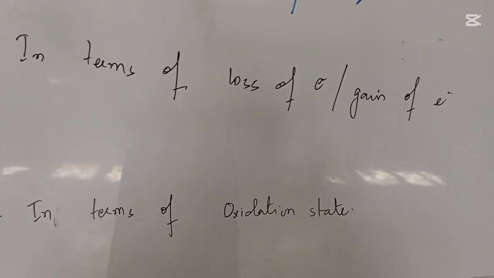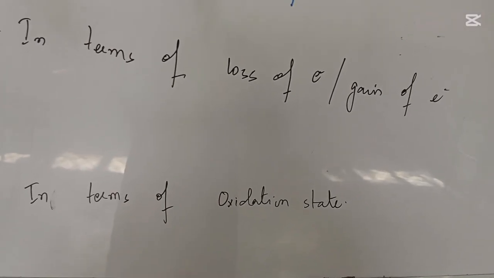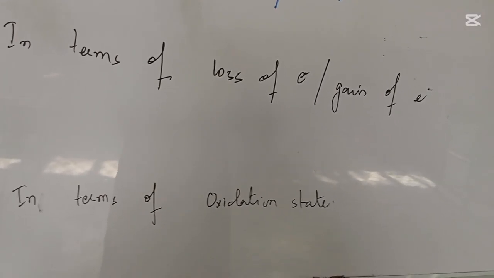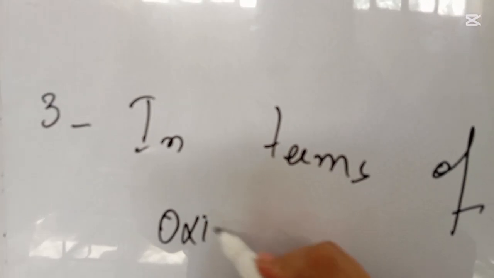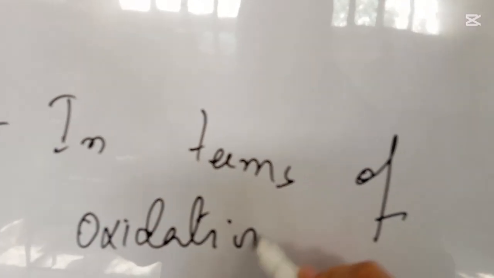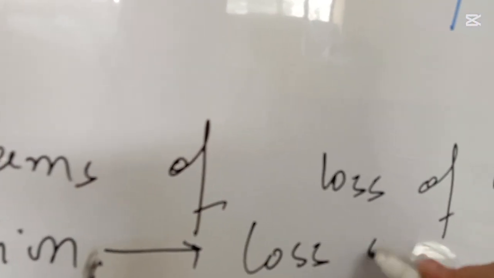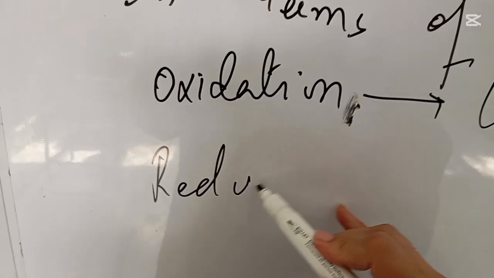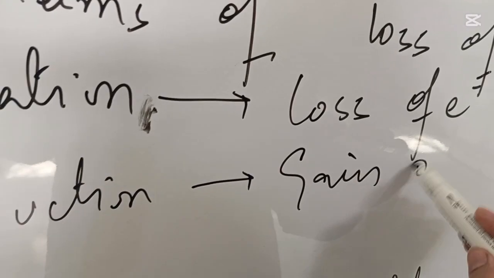Done? Now coming to the most important part of the lecture: oxidation and reduction can also be explained in terms of loss of electrons and gain of electrons, in which oxidation refers to the loss of electrons and reduction refers to the gain of electrons.